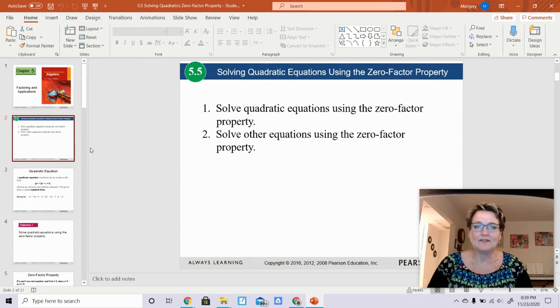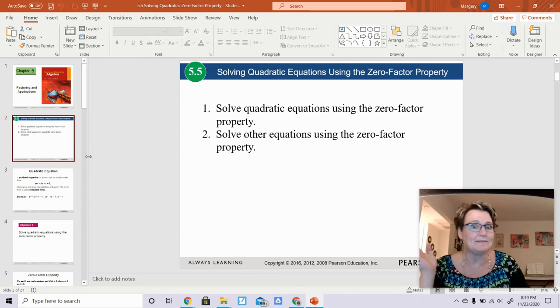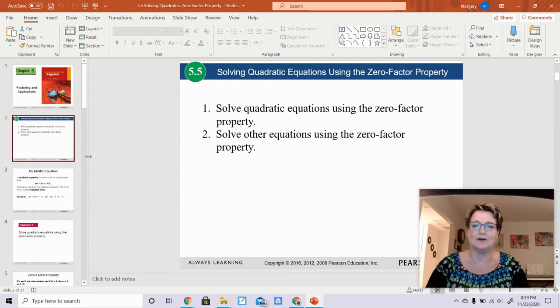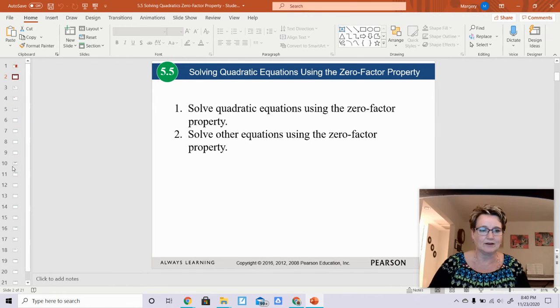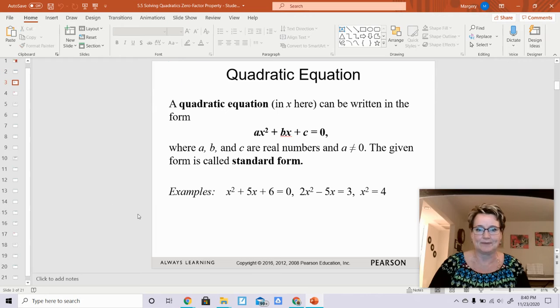Hi, today I'm working on 5.5, solving quadratic equations using the zero factor property. Basically, if you multiply anything by zero, you're going to get zero. So if you have two numbers, one of them has got to be zero if your answer turns out to be zero. That's basically what that is saying. So I want to go through here. I might have to split this video up, but let's just go ahead and get started.